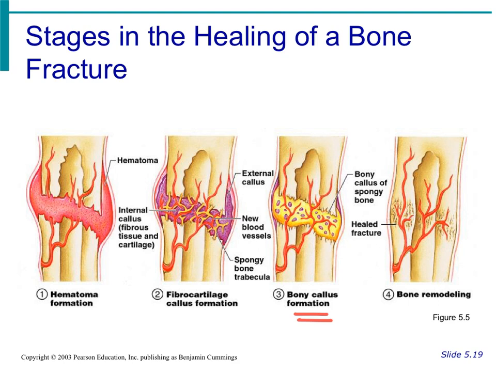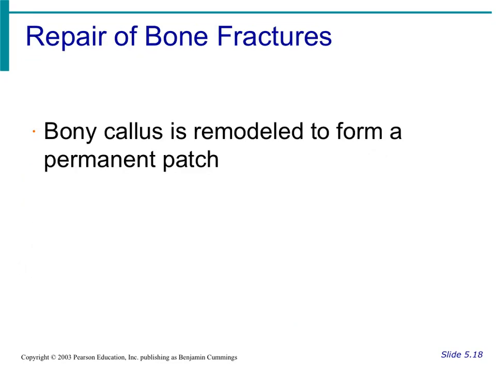It'll start as spongy bone, and then compact bone can be formed later by the action of the osteoclasts and osteoblasts. Then the bony callus can be remodeled by the osteoblasts and osteoclasts to form a permanent patch. So then you have a fully healed bone.